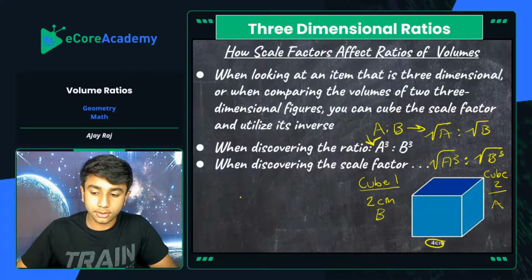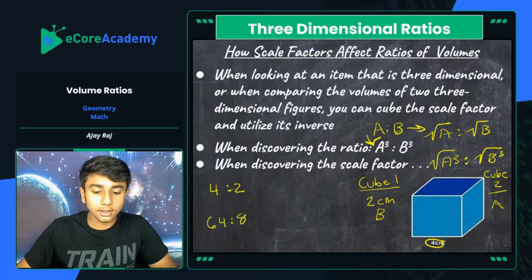So we're going to move from a to b. We know that a is going to be 4 centimeters for its side length. So 4 to 2. That's our ratio here. That's our one-dimensional ratio. Now we're going to cube each side. So we know that 4 cubed is 64, and 2 cubed is 8. And then we're going to divide each side, simplify it out, and we get that 64 divided by 8 is 8 to 1. So that's the ratio of the volumes, meaning that cube 2, or cube A, is going to be 8 times the volume of cube 1.